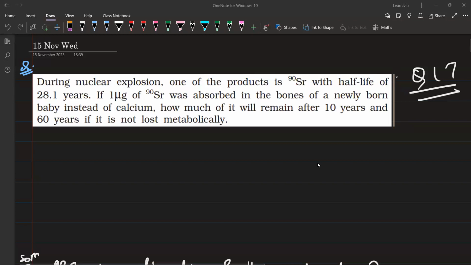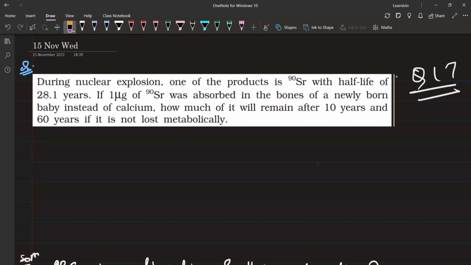The question is saying during a nuclear explosion, one of the products is strontium 90 with half-life of 28.1 years. If 1 microgram of strontium 90 was absorbed in the bones of a newly born baby instead of calcium, and this will only happen because strontium is of the same group. So strontium भी 2 positive charge बनाता है, calcium भी 2 positive charge बनाता है, ठीक है? That is why they can get absorbed in the bones rather than calcium, है ना? Calcium होता है bones में instead of calcium.